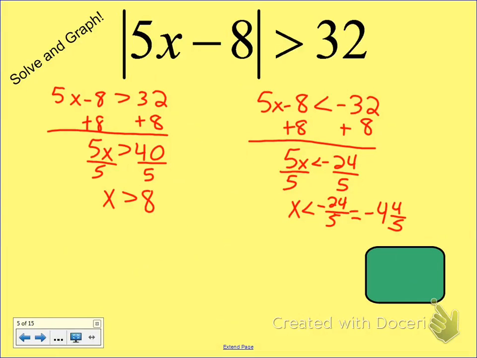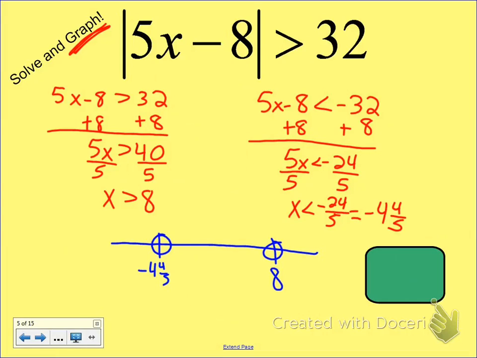Now, we're not quite done yet, because what else does it say? It says to graph. So now we're going to roll out a number line. Your smaller number goes on the left-hand side, which is negative 4 and 4 fifths. Your big number goes on the right-hand side, which is 8. Open or closed dots? That's right. They're both open again because there's no equal to.